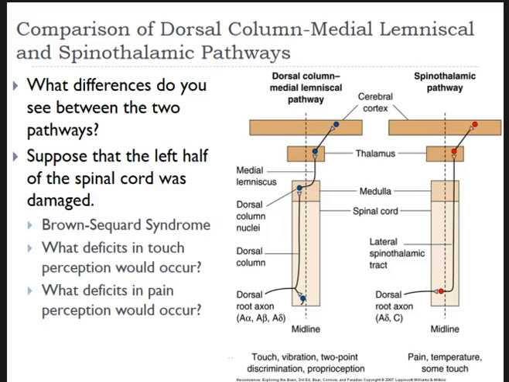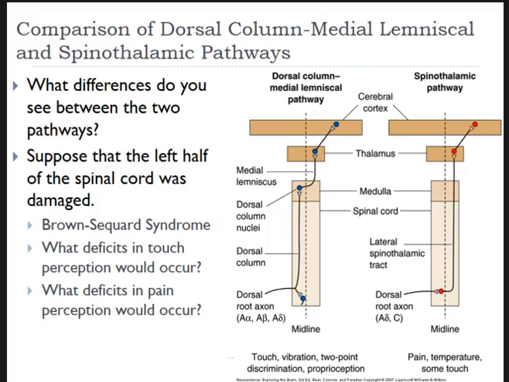I think this is kind of fun. So suppose that the left half of the spinal cord was damaged, but the right half of the spinal cord was okay. So there was a damage to the spinal cord, but it only happened on the left side, and assume it's just like total damage, total loss of the left half of the spinal cord. But the right half of the spinal cord is okay. This is something called Brown-Séquard syndrome.